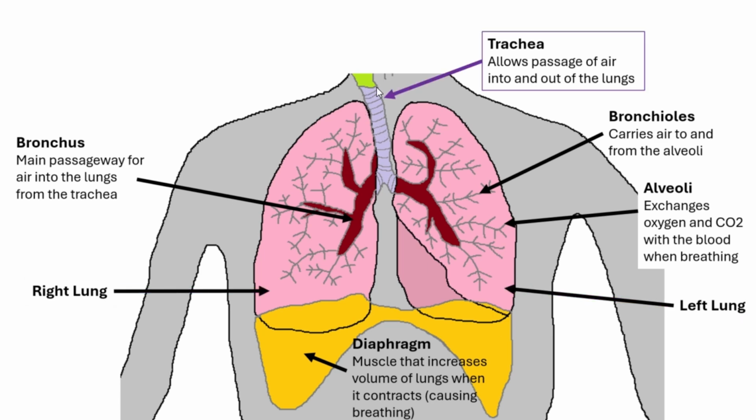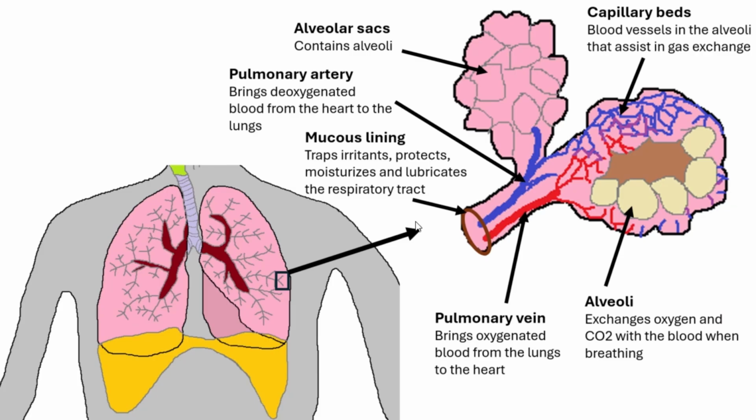The trachea connects the lungs to the larynx and allows airflow between them. The bronchus are these large tubes that connect the inside of the lungs to the trachea, and branching off the bronchus are small air tubes called bronchioles. At the end of the bronchioles are tiny air sacs called alveoli, where gas exchange occurs. And now we can take a closer look at the alveoli.